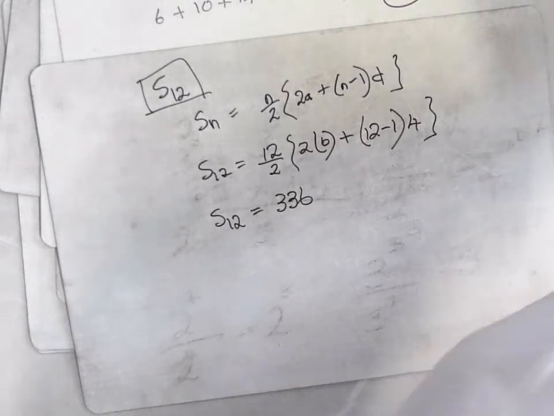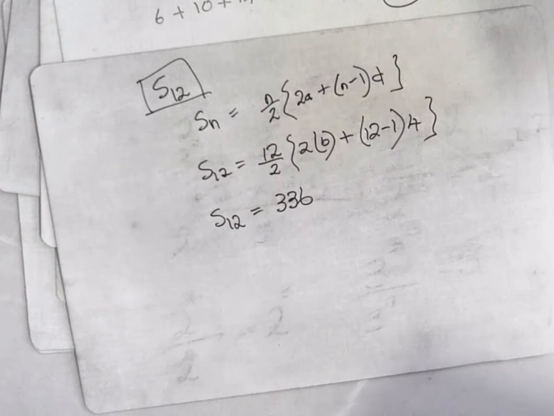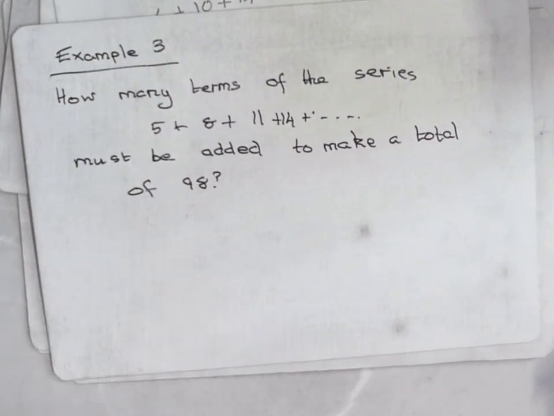Right, example 3. Ready? Example 3, I'll leave you to write it down. How many terms of the series 5 plus 8 plus 11 plus 14 plus ... must be added to make a total of 98? Is S12, so is 336 just the first 12 terms? Yeah, the first 12 terms added together, exactly.